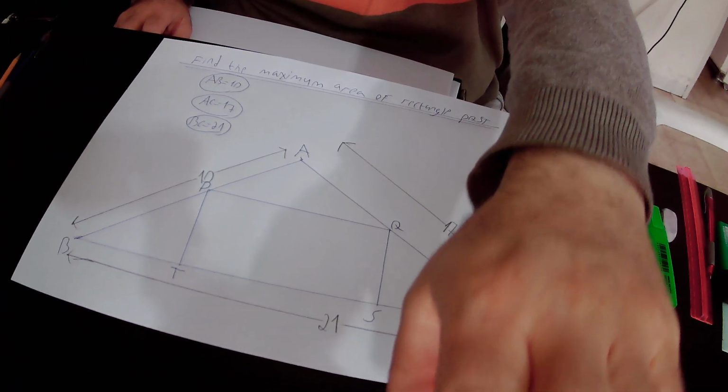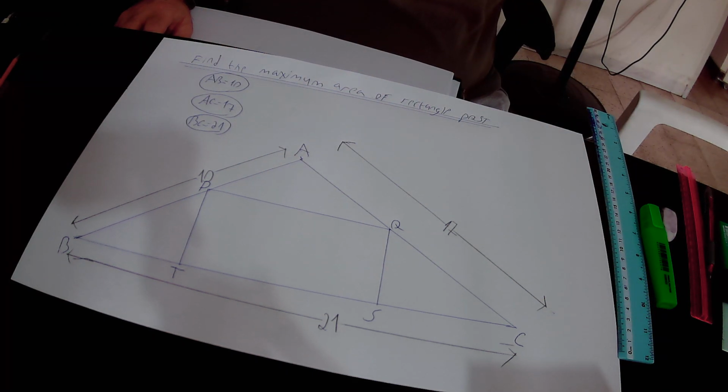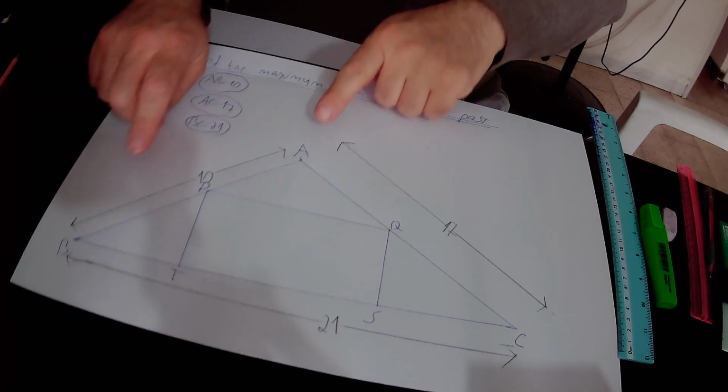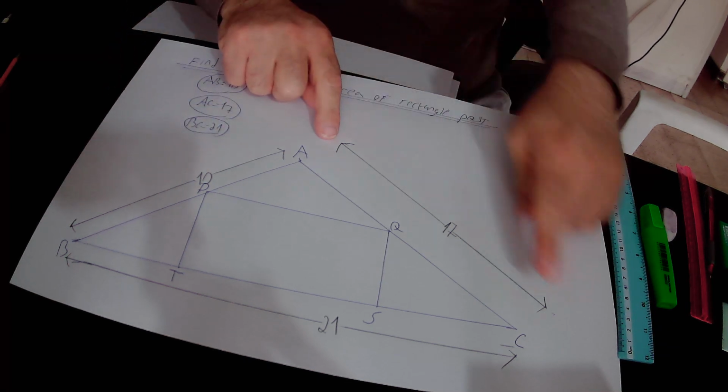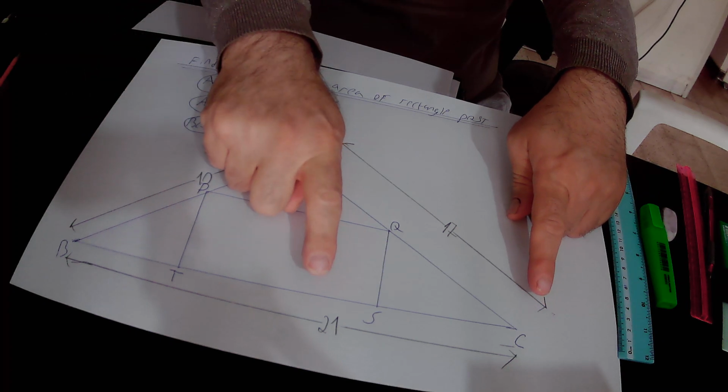And now in this lecture we'll find out the maximum area of a rectangle that is inside the triangle. In the drawing we have triangle ABC. Side AB of this triangle ABC equals 10 units in its length, side AC equals 17 units in its length, side BC equals 21 units in its length.